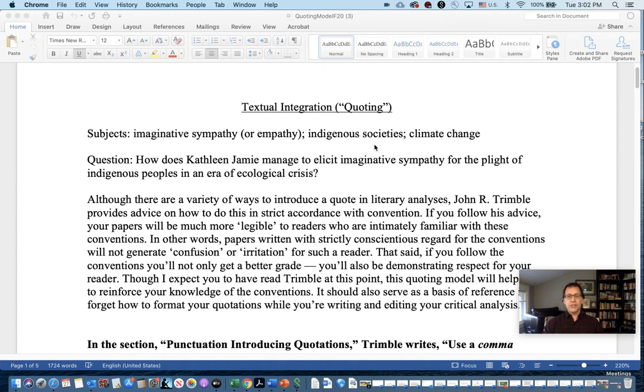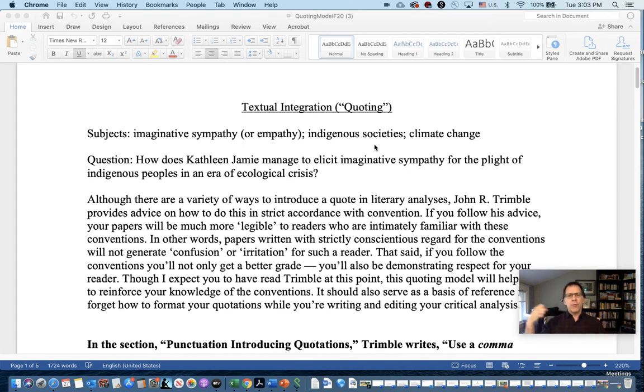Indigenous societies: she doesn't invoke indigenous peoples or societies very clearly or explicitly or often, but there are subtle and implicit references to them. Oftentimes, when she does signal indigenous peoples or societies, it's implied. And she does mention climate change, sometimes explicitly, sometimes rather artfully, subtly, implicitly. So these were the three subjects that I really wanted to work with, right?